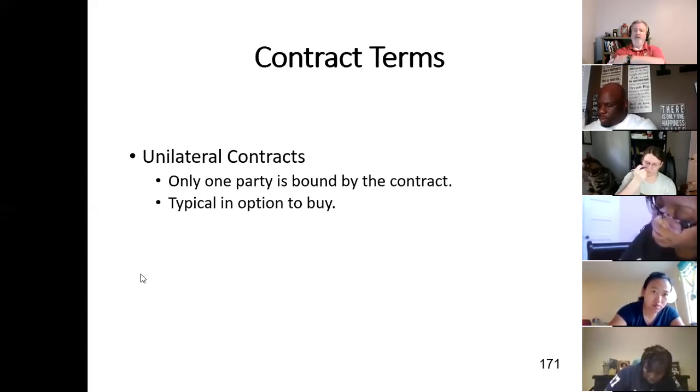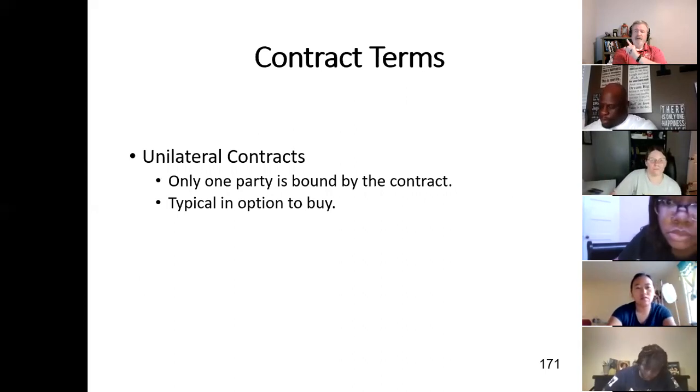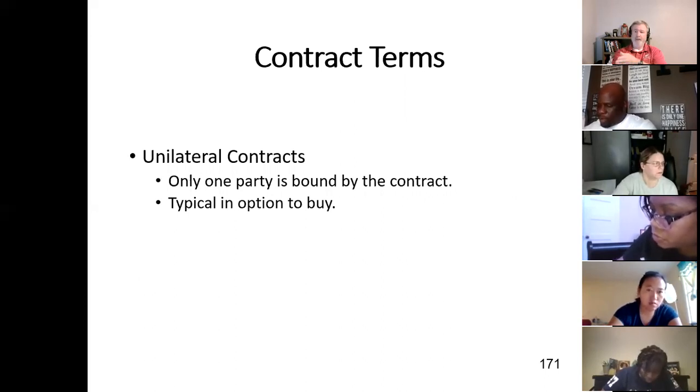But then you could have a unilateral contract. Now, how many is uni? One. So obviously, if you have a unilateral contract, then that means there's only one party that's bound to the contract. And y'all, there are several different examples of this, but the most common that we'll be dealing with, at least in real estate, would be the option to buy. An option to buy is considered a unilateral contract.